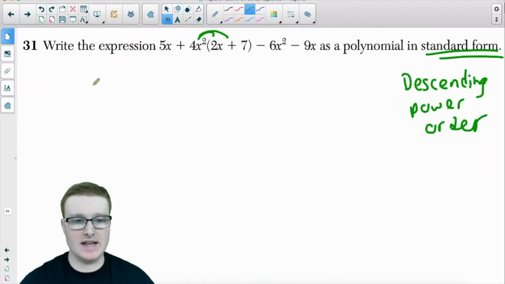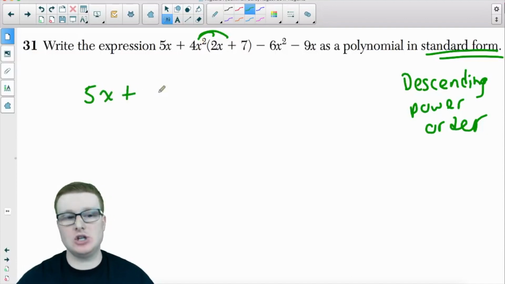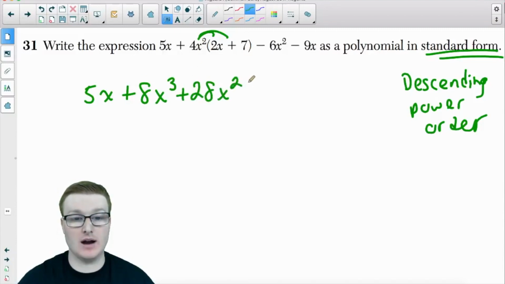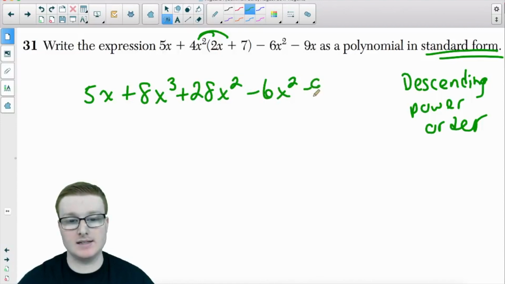Distribute that 4x squared in. So we get 5x plus, now 4x squared times 2x gives you 8x to the third. 4x squared times 7, 7 times 4 is 28. Carry along the x squared for the ride. Minus 6x squared minus 9x.